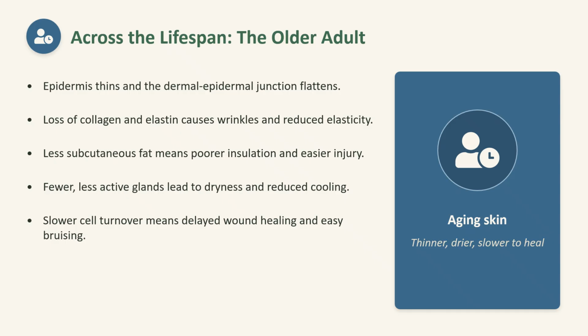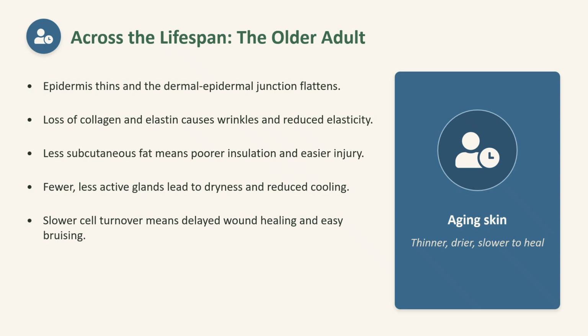Remember collagen and elastin from the dermis slide? Both of those decline with age. Losing collagen and elastin is exactly what produces wrinkles, sagging, and reduced elasticity. The skin no longer snaps back the way it did. The subcutaneous fat layer thins too, so there's less insulation and less cushioning. That's why older adults are more sensitive to cold and bruise or injure more easily over bony areas.